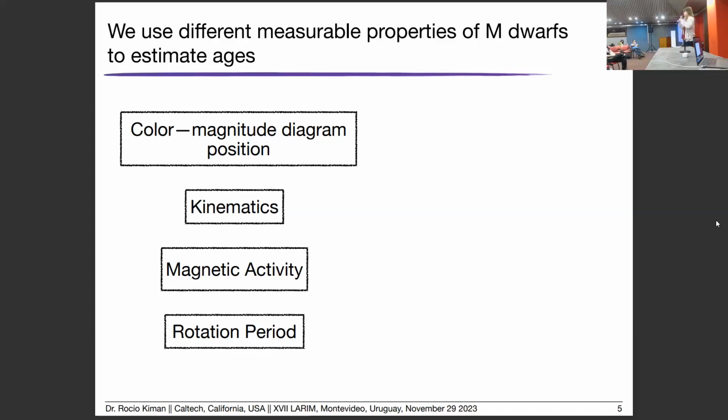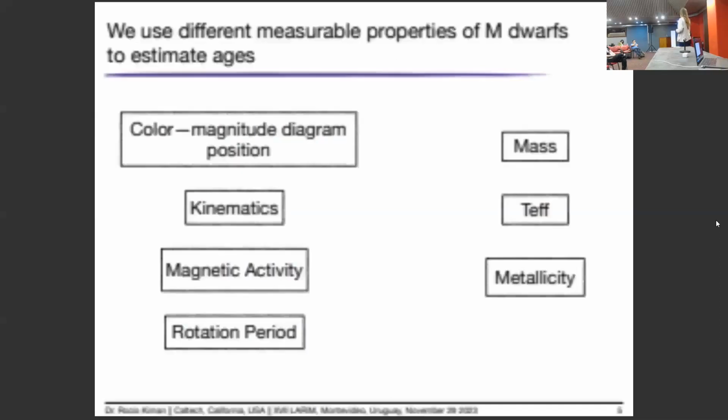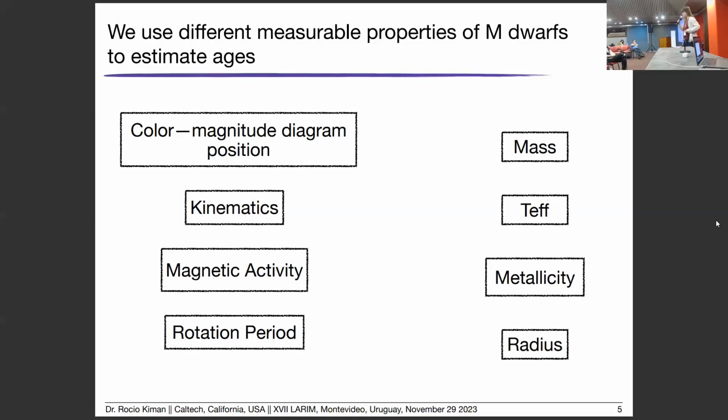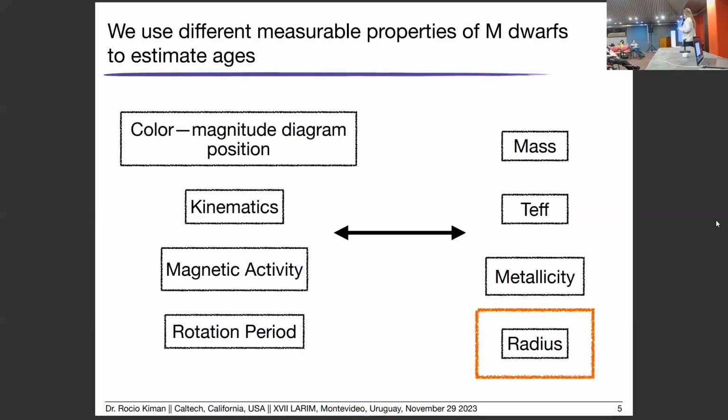We know that the evolution of these properties depends on other fundamental properties of the star, such as mass, effective temperature, metallicity, and radius. So, for example, magnetic activity evolves differently when we have a higher mass M dwarf or a lower mass M dwarf. But as well, all of these properties are affected by the age-dependent properties. So this is kind of a two-way relationship, and to be able to have a clear idea of the full, big picture evolution of an M dwarf, we need to be able to understand both. And today I'm going to talk about the radius.